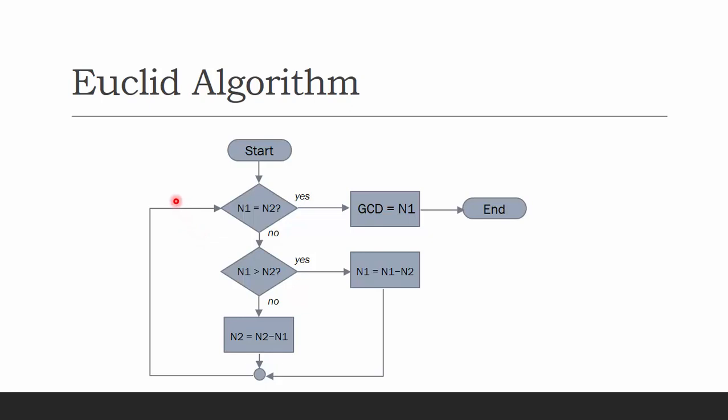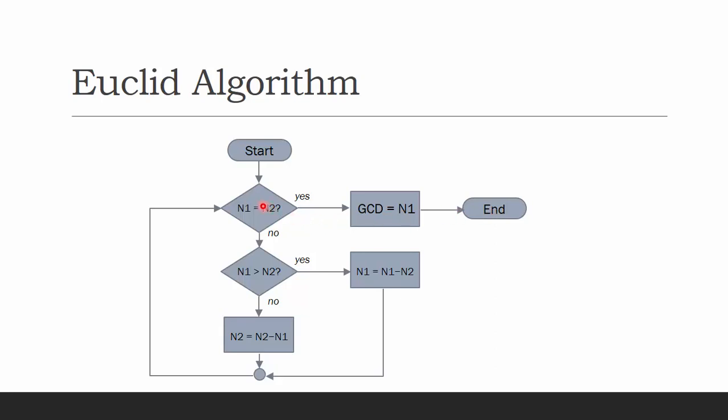We can convert those wordings into a more graphical, IT-friendly definition of algorithm, which is a flowchart. We can start from start. We check the two given numbers. Are they the same? If they are the same, then we can take any one of them, either N1 or N2, to become GCD, and then we finish.